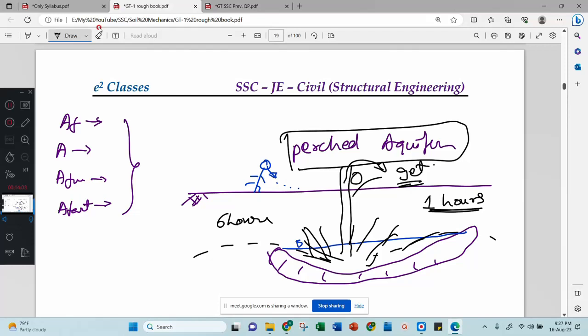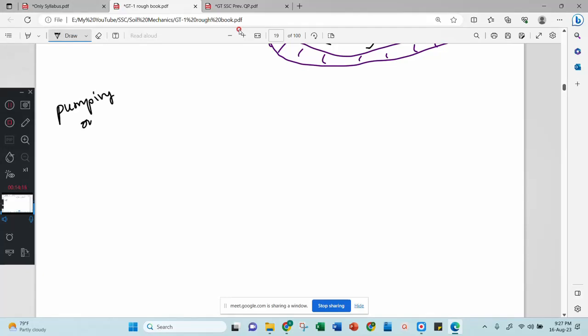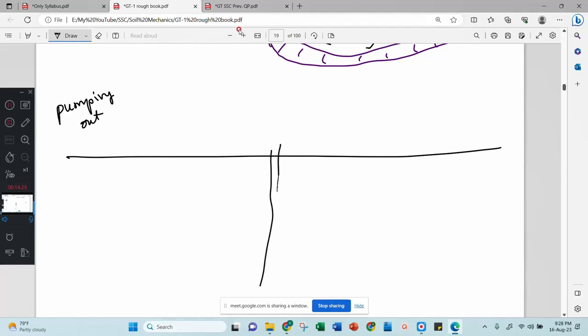Now we have considered all these aquifers, and we have to determine permeability. For that permeability determination, we will do one experiment called the pumping out test. Pumping out test is a very interesting and very big test. This will give you a field permeability value. Here you will have a main borehole, and nearby the main borehole you will put a trial borehole.